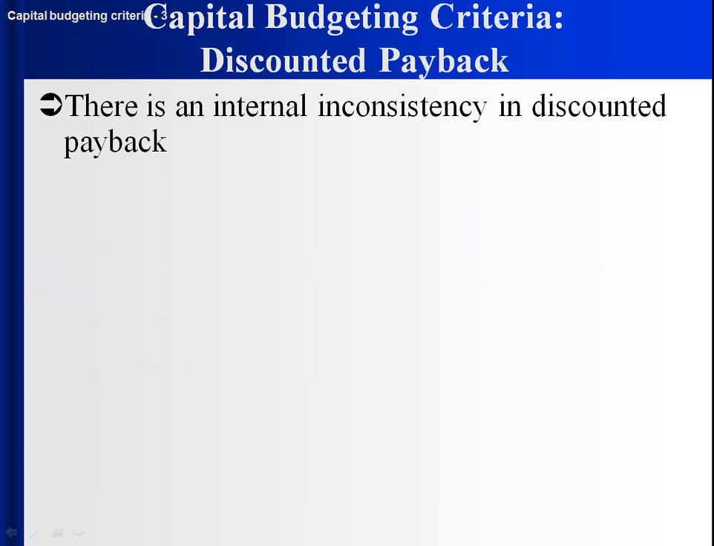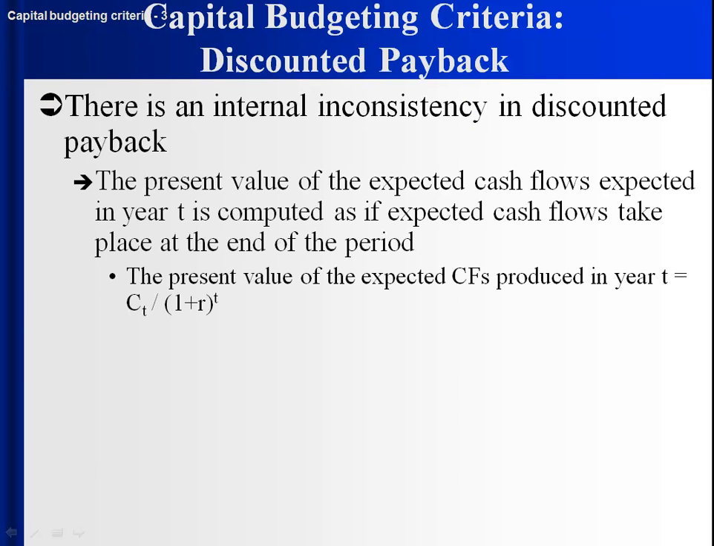So there's an internal inconsistency in discounted payback. When we're getting the present value of a cash flow, we treat it all as taking place at the end of the period, so then we can discount it the way we discount everything in this class. So, you expect some cash over the first year. What's its present value? Divide by 1 plus r. If it's expected in the second year, divide by (1 plus r) squared.